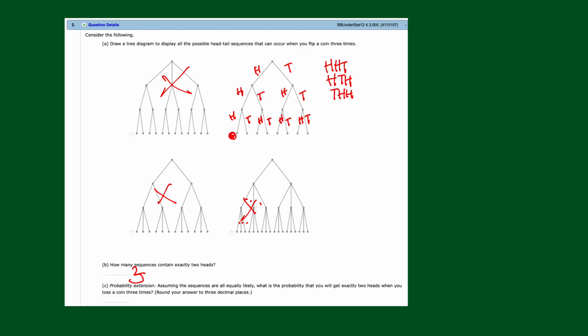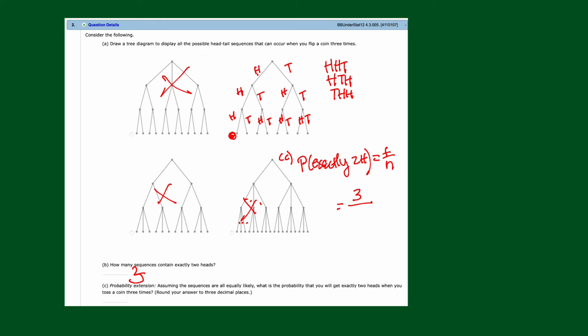Okay, and then part C, probability of extinction. Assuming that the sequences are all equally likely, what is the probability that you will get exactly 2 heads when you toss a coin 3 times? All right, so what I want here is the probability of exactly 2 heads. Well, we just said there was 3 ways to get 2 heads. So what have we got? We know it's a fraction. It's the frequency of some event over the total number of possibilities.